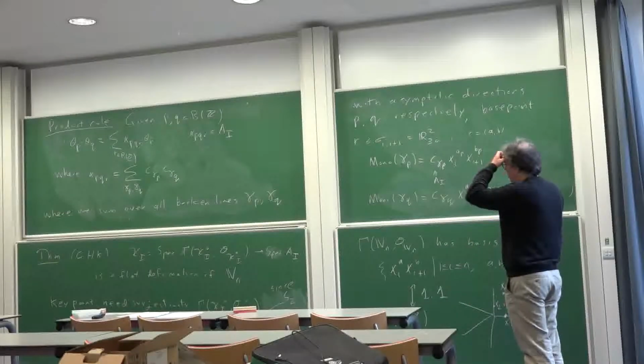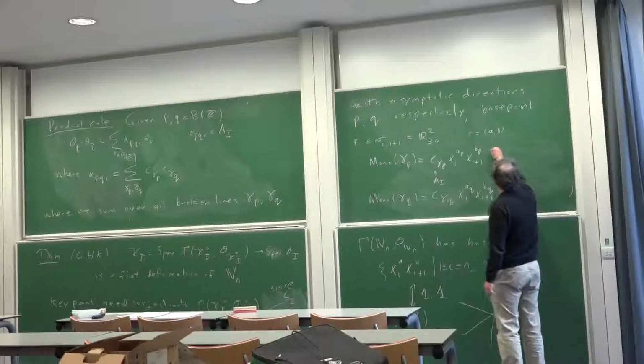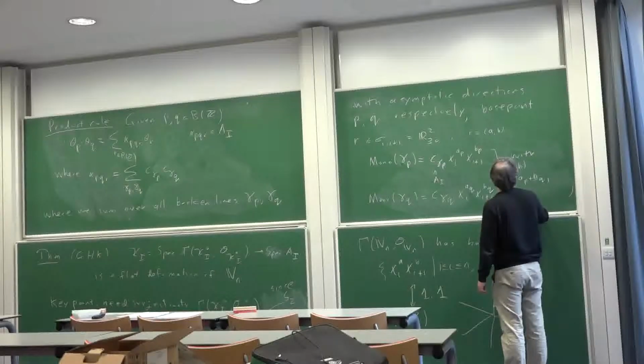And then finally, and this is really the important thing, there's a balancing condition. Let me write it here. With r, (a, b) should be equal to (a_p plus a_q, b_p plus b_q).